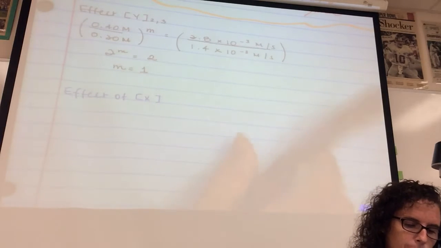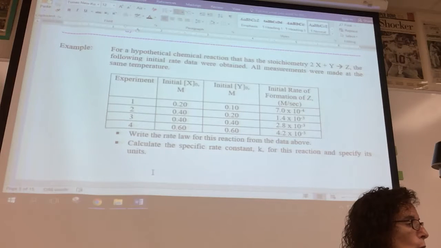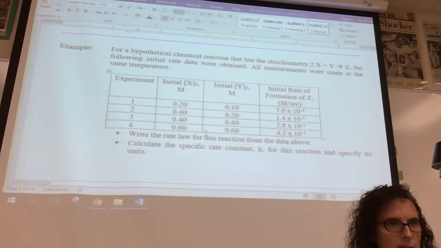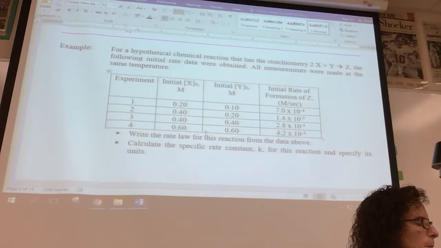Now, we want to look at the effect of X on the rate. But we can't hold Y constant in any regard. We need X to change. We need to fix Y constant. And there's a couple different ways that you can go about doing this. I like to look for a simple increase.